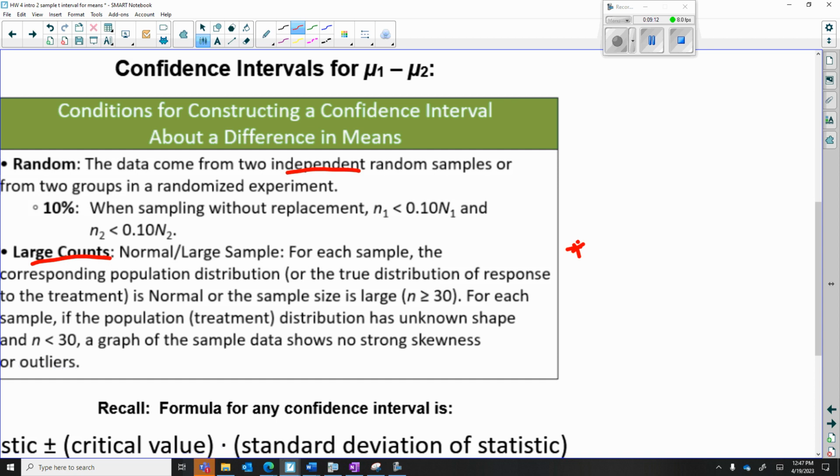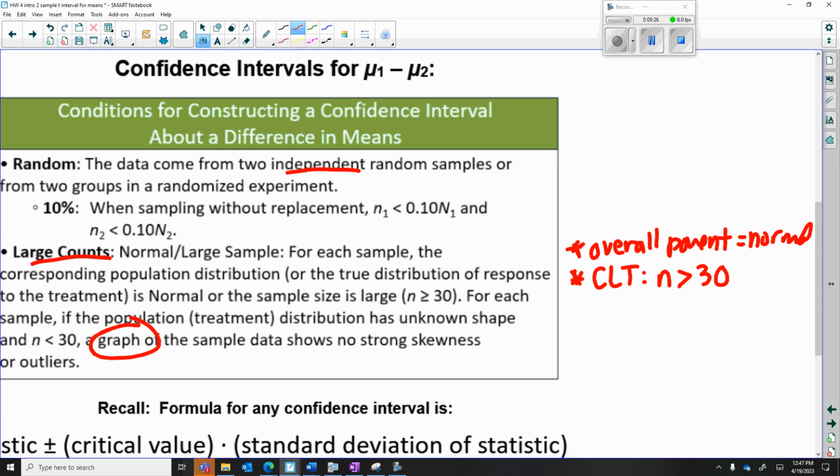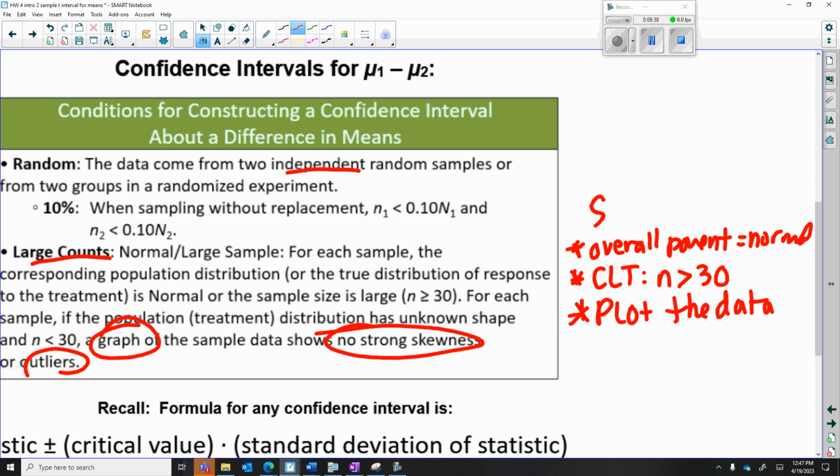Remember, for means, you could check if the overall population, which is called the parent population, is normal. If that's not met, you could check the CLT, if the sample size is greater than 30. And if that is not met, what you do is plot the data, look at the graph, and make sure there is no strong skewness or outliers. This happened a few weeks ago, and I'm hoping you remember it. So that's going to be for the shape.